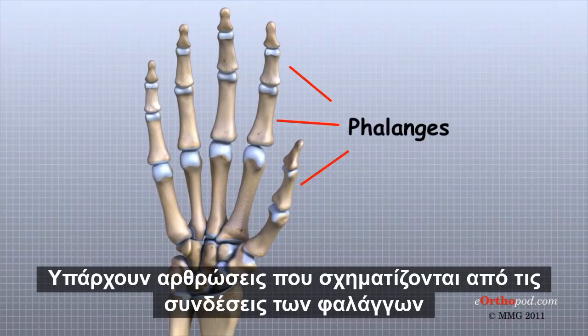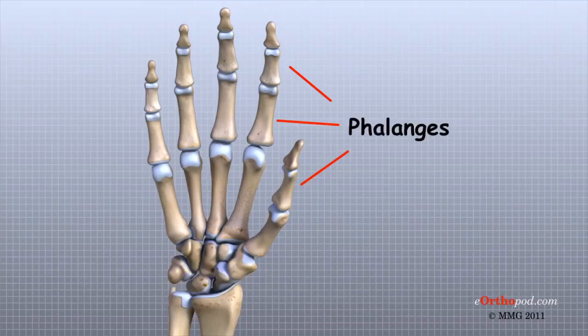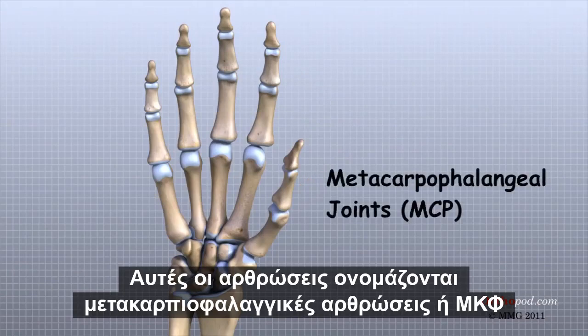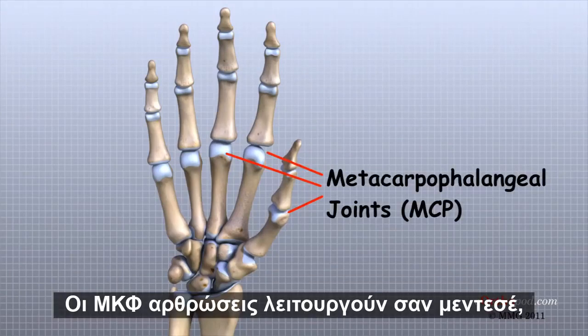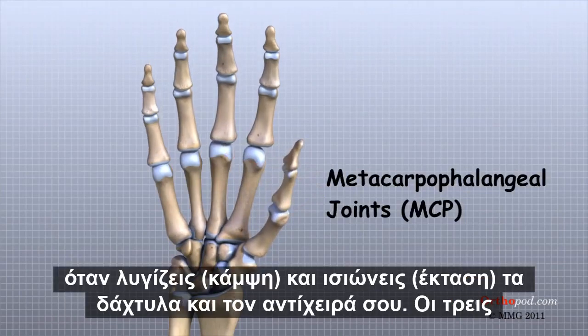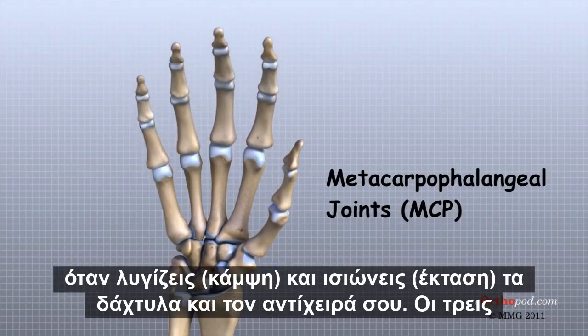The main knuckle joints are formed by the connections of the phalanges to the metacarpals. These joints are called the metacarpophalangeal joints, or MCP joints. The MCP joints work like a hinge when you bend and straighten your fingers and thumb.